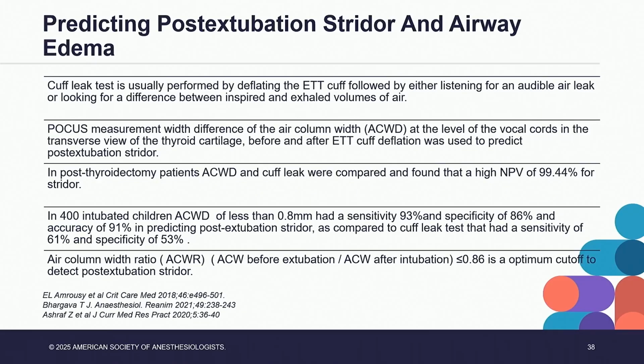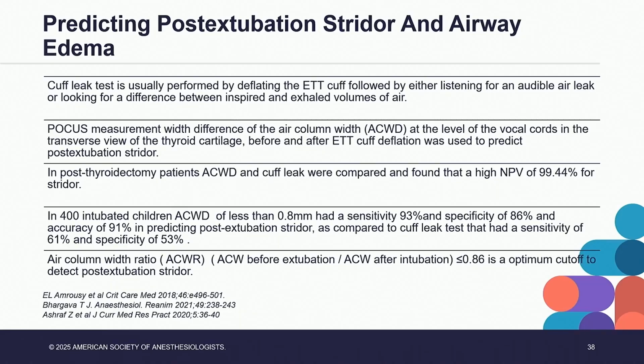How can you predict post-extubation stridor and airway edema? The cuff leak test is usually performed by deflating the endotracheal tube, followed by either listening for an audible air leak or looking for the difference between inspired and exhaled volumes of air. POCUS can measure the difference in air column width, what we call ACWD, at the level of the vocal cords in the transverse view of the thyroid cartilage, before and after endotracheal cuff deflation.